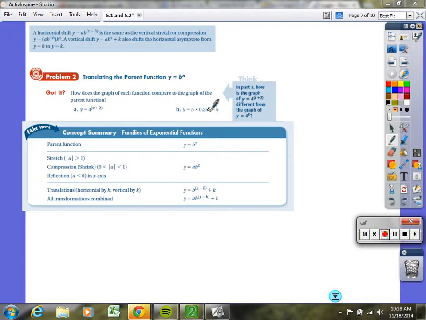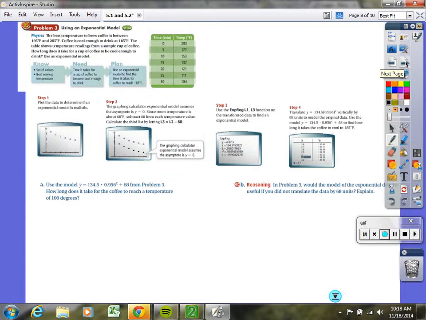Okay, I have 5 times 0.25 raised to the x plus 5. First off, is this an exponential growth or decay? Decay, because it's 1/4, right? So what did that 5 do here? Stretches it vertically by 5, and what does the plus 5 do? Shifts it up 5. Awesome. Yep. Okay.